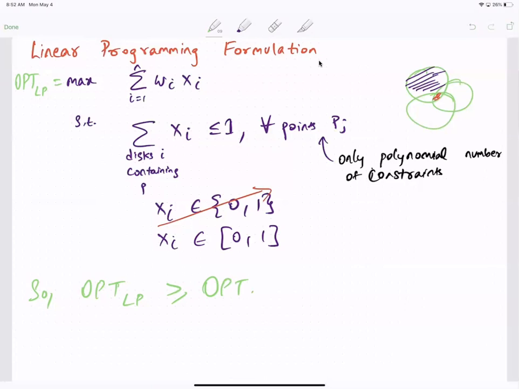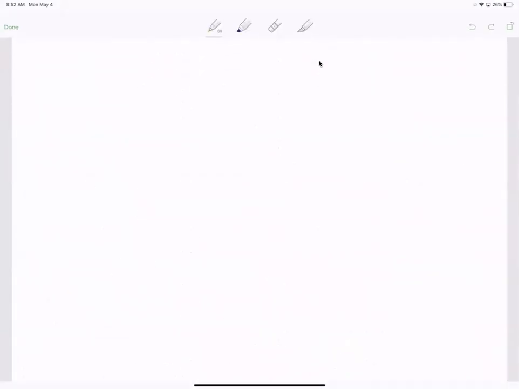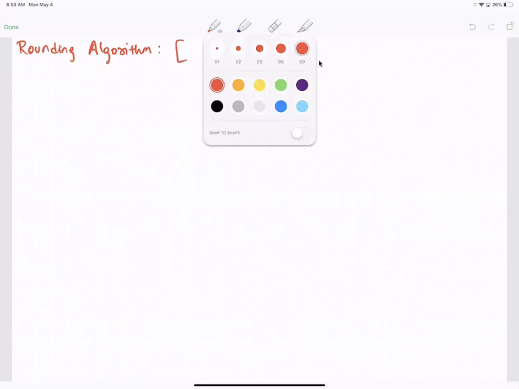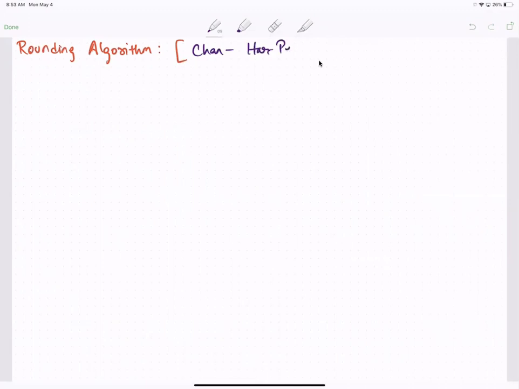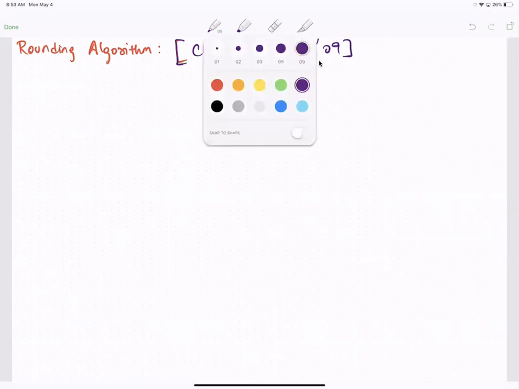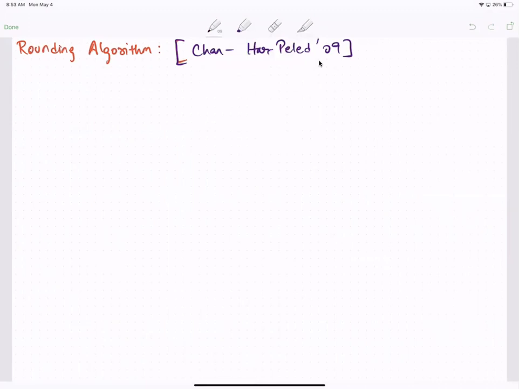Now we are ready for the rounding algorithm, and that's actually very simple, not very difficult. Originally this was due to Chan and Har-Peled, but what we show here is actually a simplification of their rounding algorithm. So the idea is simple.